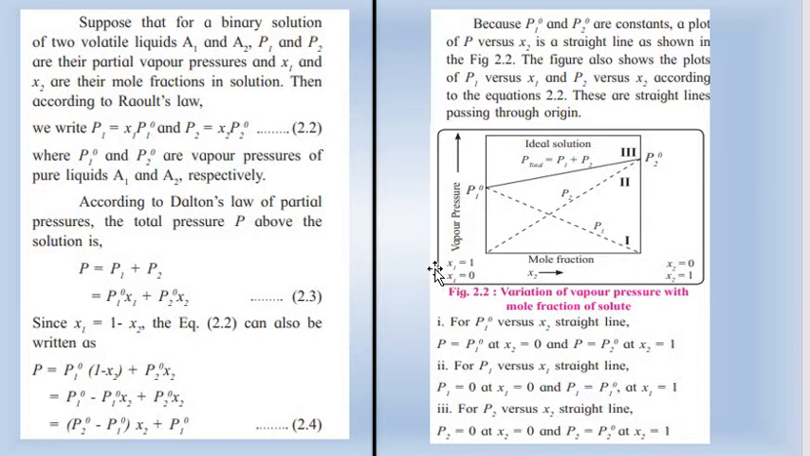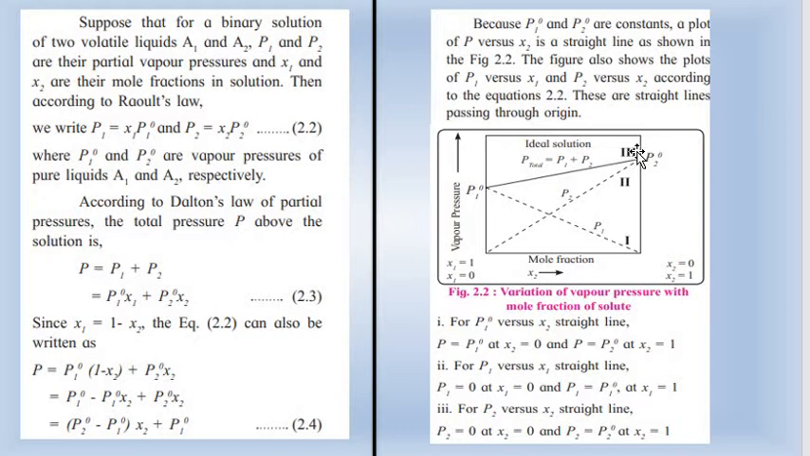Let's plot a graph between P2 and x2. This is P2 and this is x2. If I put the x2 value as 0, I will get the value 0 here, because on multiplication P2 will become 0. And if I put the value of x2 as 1, which is the maximum value, then somewhere I will get the pressure here. So I would get this straight line for P2.